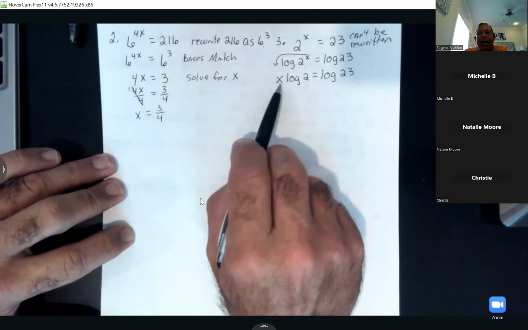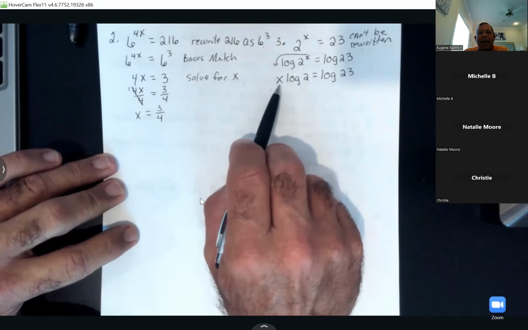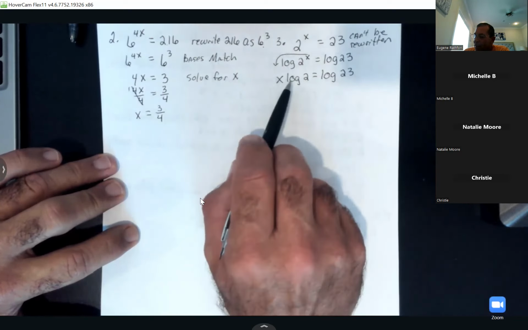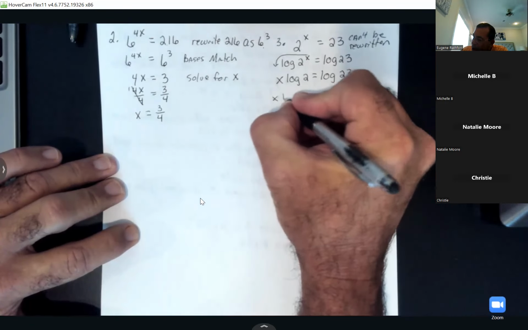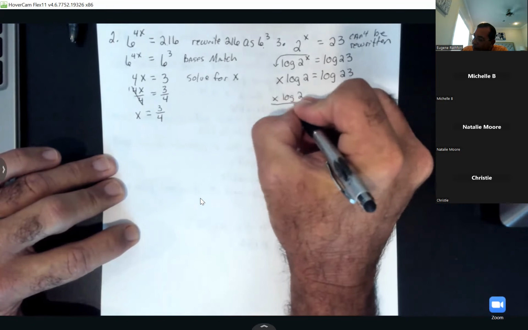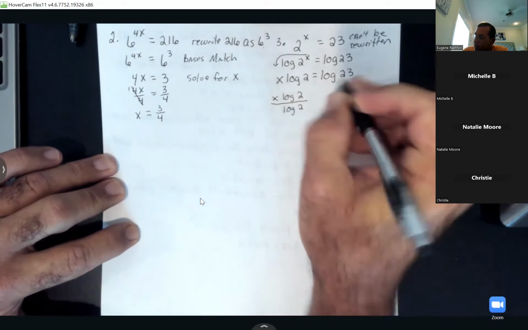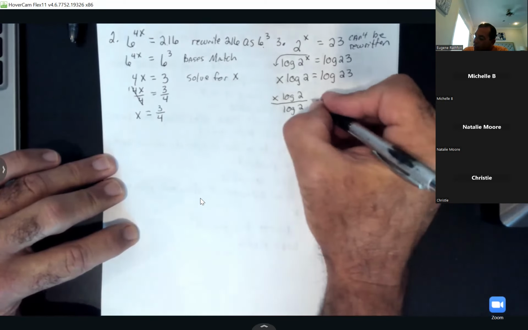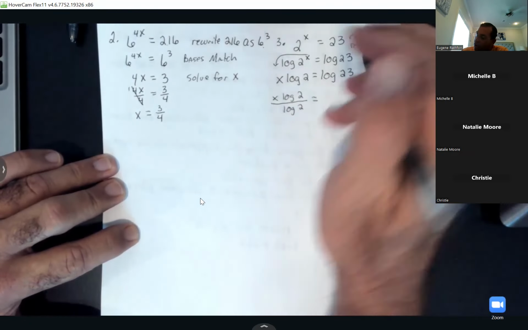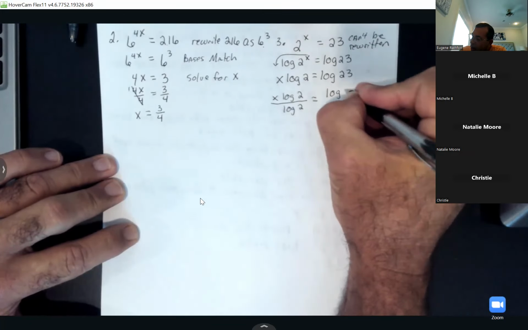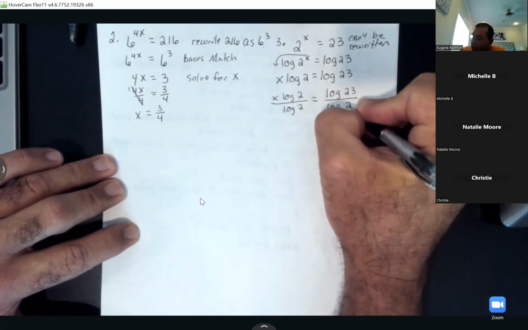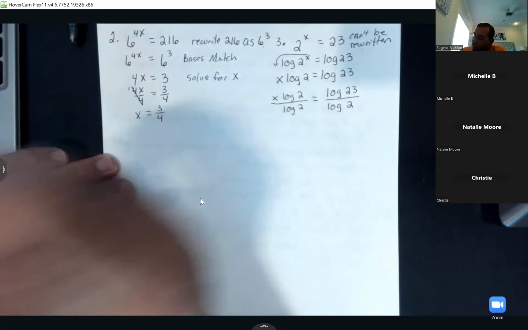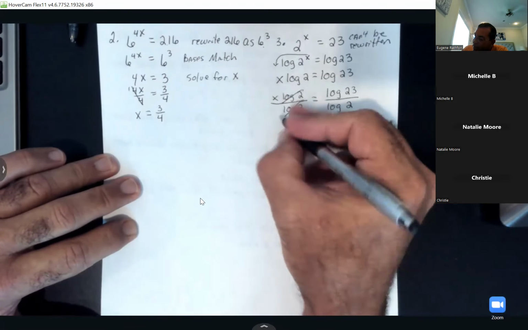Y'all check this out. Our last step to get this x by itself is to divide both sides of this equation by that log 2. So I'm going to bring down my x log 2, divide that by log 2. Those log 2's will cancel out now. But if I divide this side by log 2, I got to go to the right side and divide it by log 2. Now, these logs cancel, giving me my x.